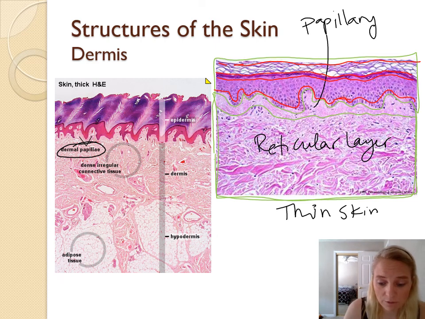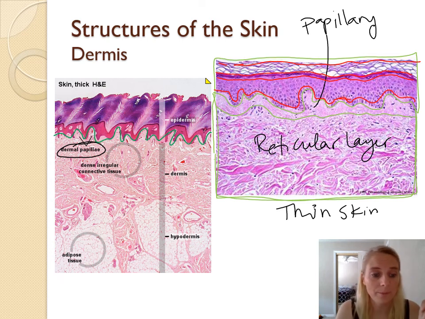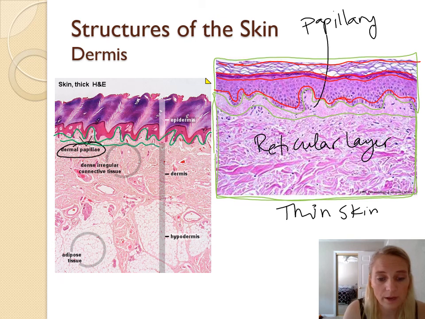So let's do the same thing over here. Maybe the green will be a good color. So I'm going to separate my epidermis from my dermis, so my squiggly boundary. Okay, so those are all the bumps. Those are the dermal papilla. And then I will separate our upper layer of the dermis, which is called the papillary layer.